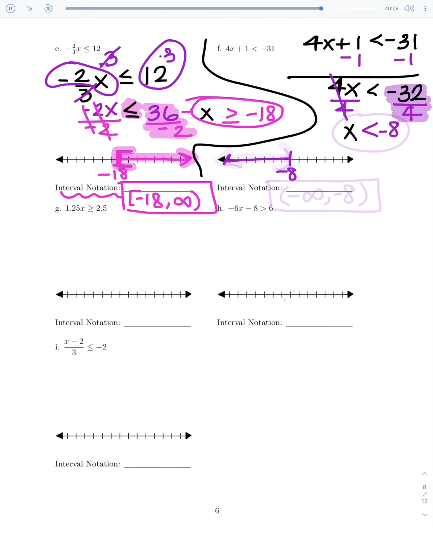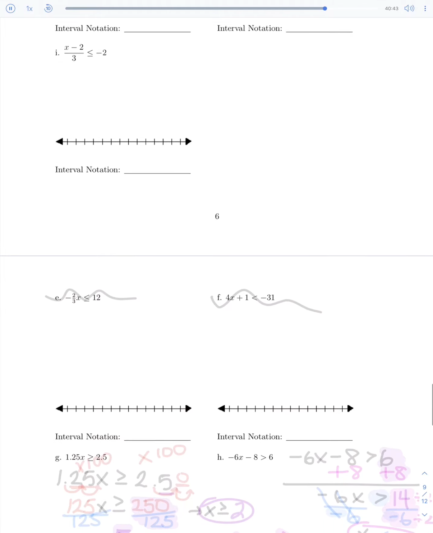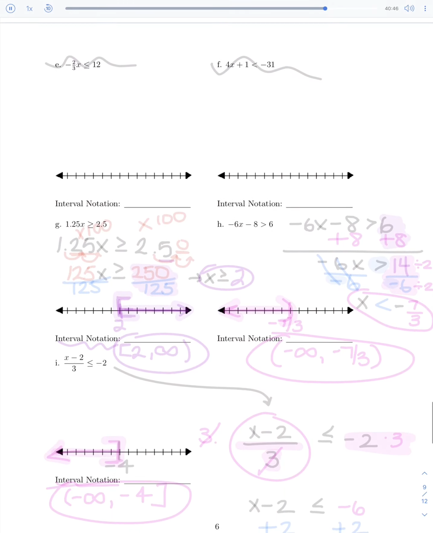It's a less than, so it's pointing to the left. It's a less than, not a less than or equal to, which is important too, which means I'm going to have a parentheses, not a bracket. So, reading my graph from left to right, I'm starting out with an arrow, which means I'm starting off at negative infinity. And continuing to my negative 8, where I have a parentheses. Remember, the negative infinity will always have a parentheses no matter what. That's my interval notation. Negative infinity to negative 8, both with parentheses.